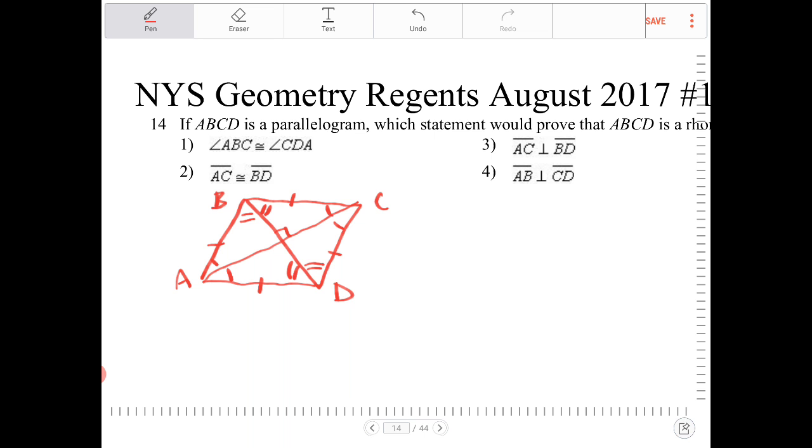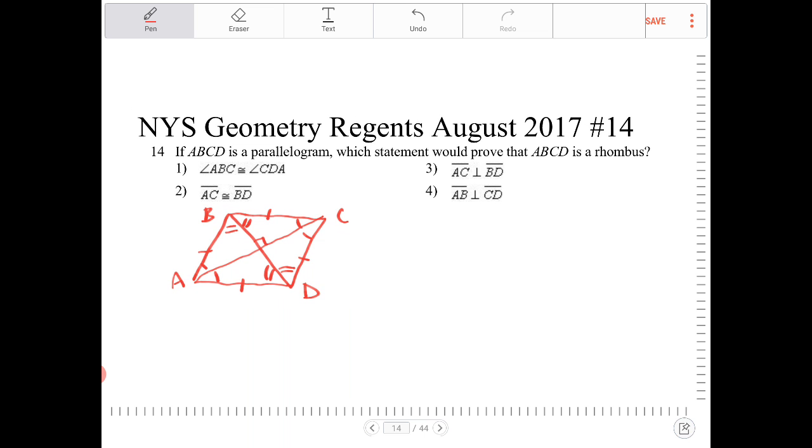So let's see if any of the options matches the description that I just made. Looking at option 1, we have angle ABC is congruent to angle CDA. Well, this is true. However, that is not unique to a rhombus. It is already true for a parallelogram. Opposite angles are congruent, so option 1 is not good.